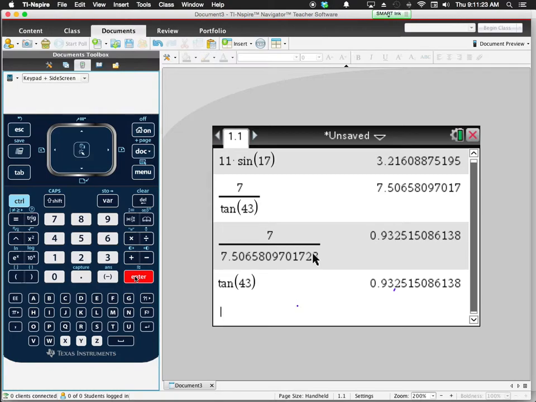Alright, so that's a little intro into right triangle trig. Your assignment is over here on the right side. It is page 227, 2 to 26 even.